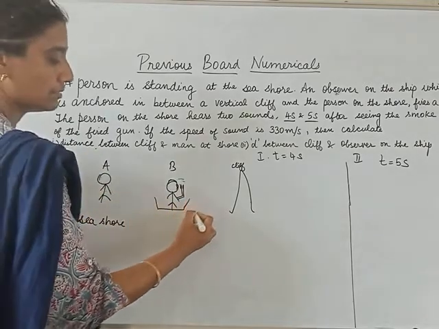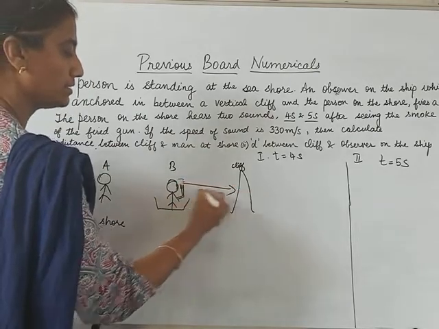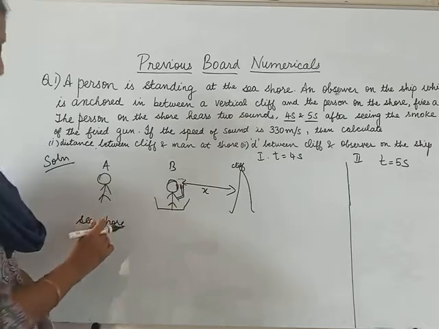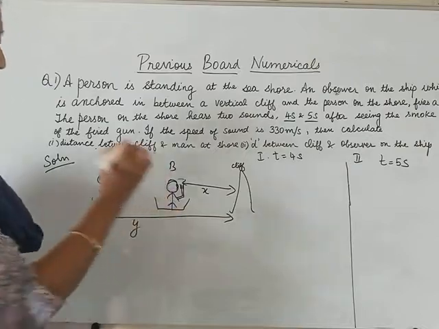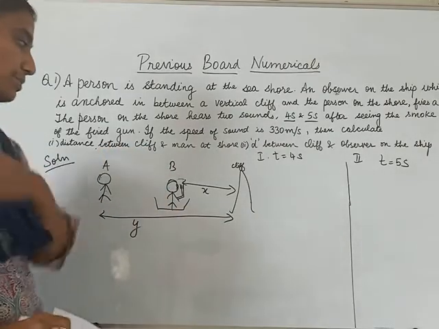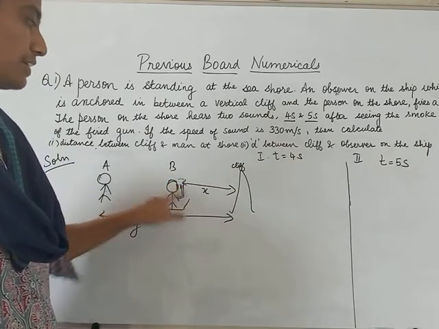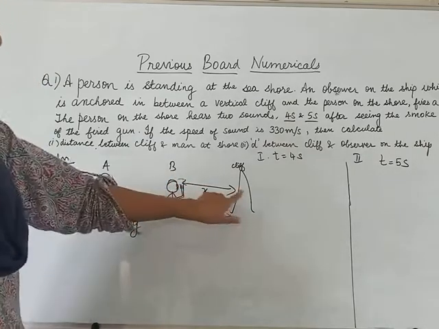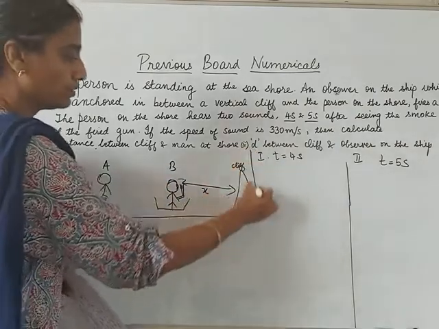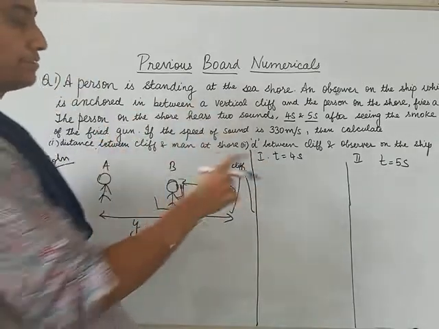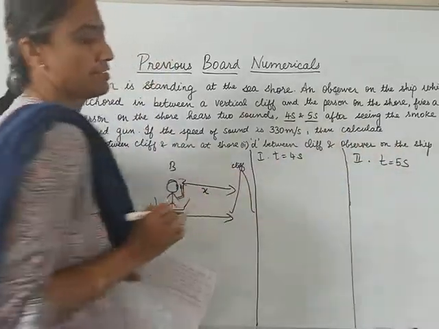Now, let's start solving. First, let us assume the distance between the cliff and the man firing the gun as x, and the distance between the cliff and the man on the shore as y. This is the first thing you're going to do. Now we are going to have two cases. First, the sound heard after 4 seconds. Second, the sound heard after 5 seconds.